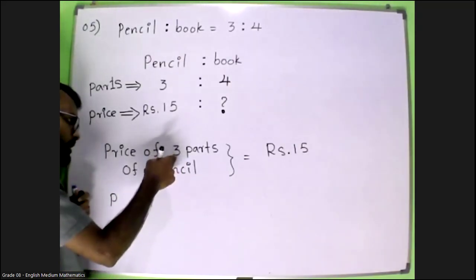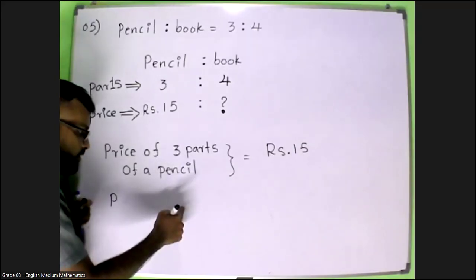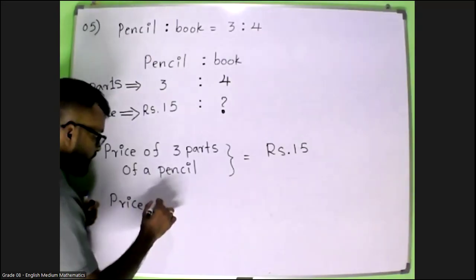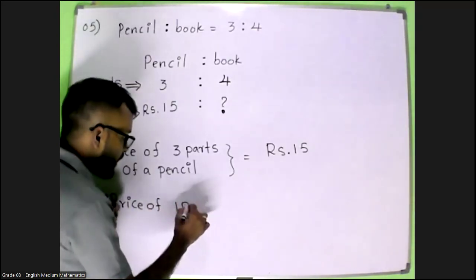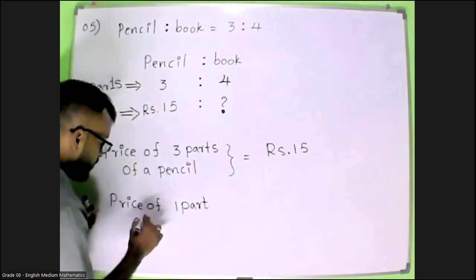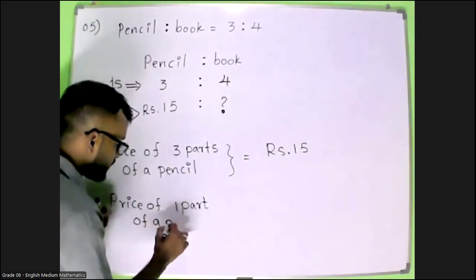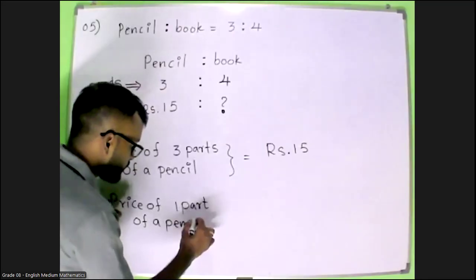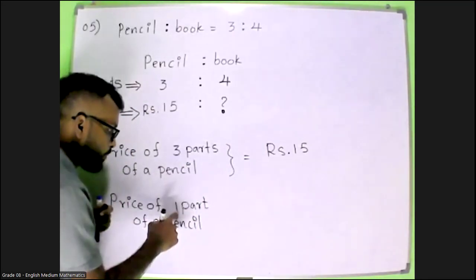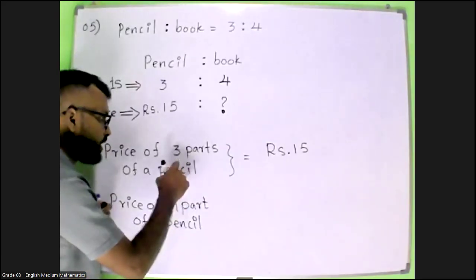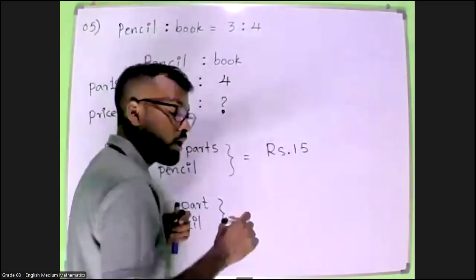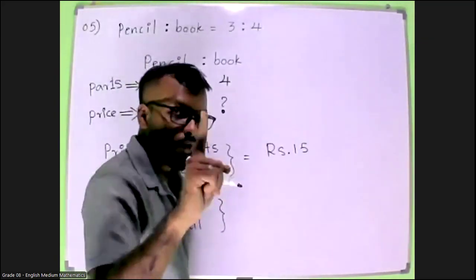Before we had 3 parts, now we are going to find 1 part, right? So you have to write price of 1 part of a pencil. Here we had 3 parts. Now we have 1 part. So you have to divide this side by 3 and this side by 3, because you are going to obtain the price of 1 part.